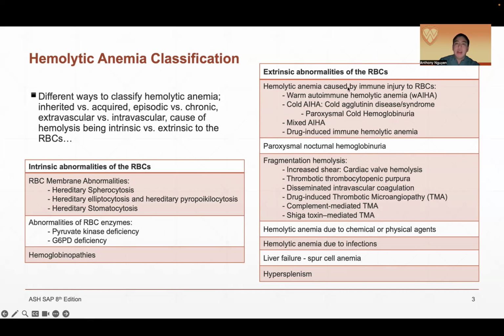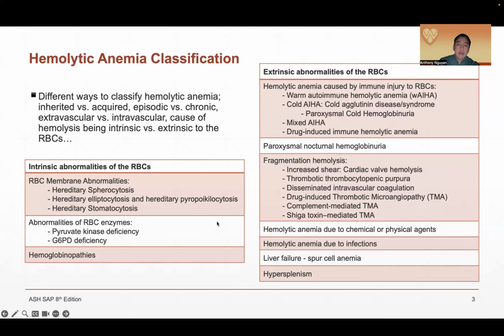Extrinsic abnormalities of red blood cells include hemolytic anemia caused by immune injury to red blood cells, such as warm autoimmune hemolytic anemia, cold autoimmune hemolytic anemia, mixed autoimmune hemolytic anemia, and drug-induced hemolytic anemias. Also, extrinsic abnormalities include paroxysmal nocturnal hemoglobinuria and fragmentation hemolysis, most commonly from cardiac valve hemolysis, TTP or thrombotic thrombocytopenic purpura, DIC or disseminated intravascular coagulation, drug-induced TMAs, complement-mediated TMAs, and also hemolytic anemia due to chemical or physical agents, and also medications.